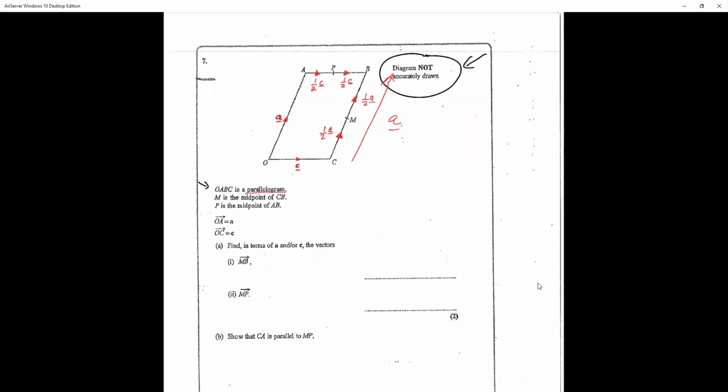Okay, lovely. Right, now that we've labeled the diagram, we need to work out M to B. How do I work out M to B? Tell me what it is. M to B is simply what? So half to M to B. What is M to B?